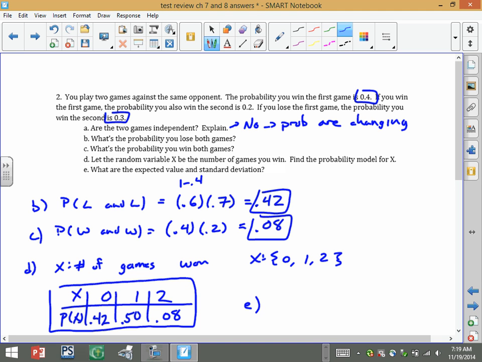And then for part E, what are the expected value and the standard deviation? Put that chart into list 1 and list 2, and you'll get an expected value of 0.66 wins and a standard deviation of about 0.201 wins. All right, on to number 3.